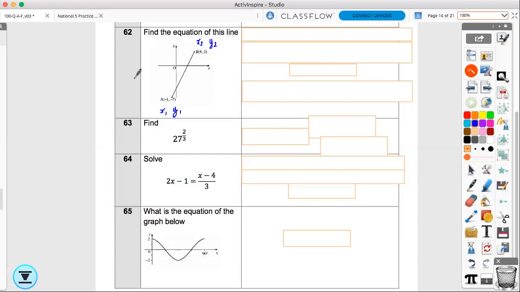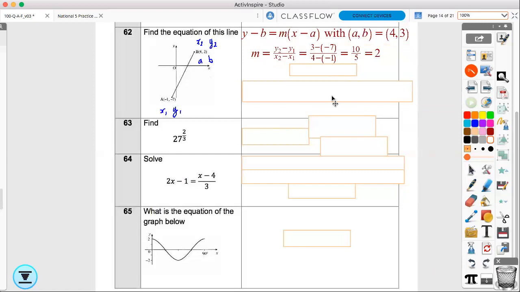So I'm going to try and find m first. The other thing we're going to be using, because we've been given 2 points, is y minus b equals m times x minus a. I've picked a and b being the positive ones, but you could pick -1, -7 as well. So m is y2 minus y1 divided by x2 minus x1.